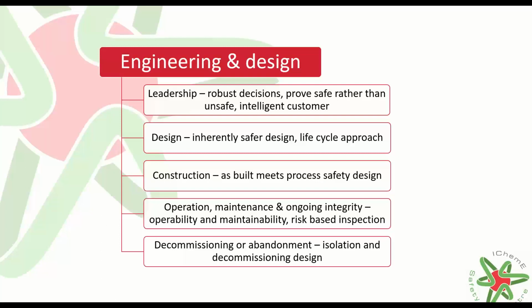From the operation, maintenance and ongoing integrity, making sure that we have operability and maintainability of our facility. If it's not operable, then people will find ways around working it. If it's not maintainable, it probably won't get fixed to the standard it needs to be fixed and maintained to. We need to embrace risk-based inspection, which is not just another way of saying we're going to put off the inspection. It's actually about it being risk-based. In some instances, we may have to inspect things more frequently than others, for example.